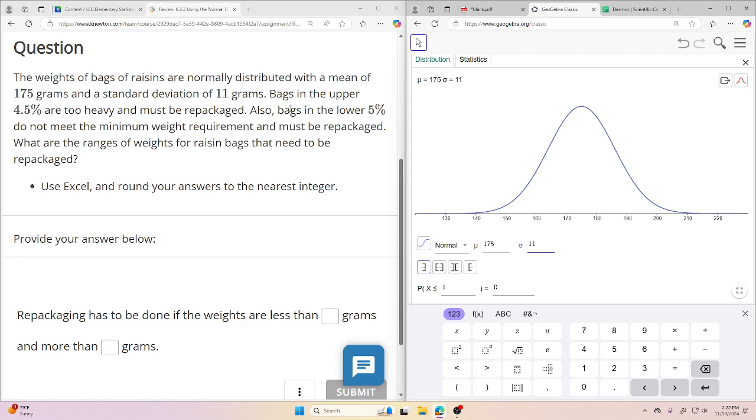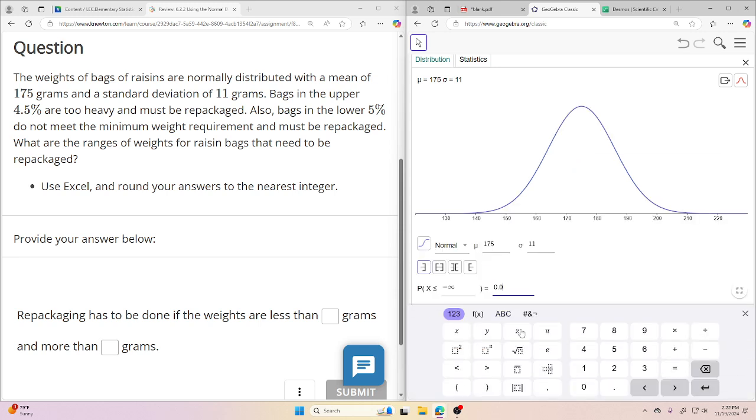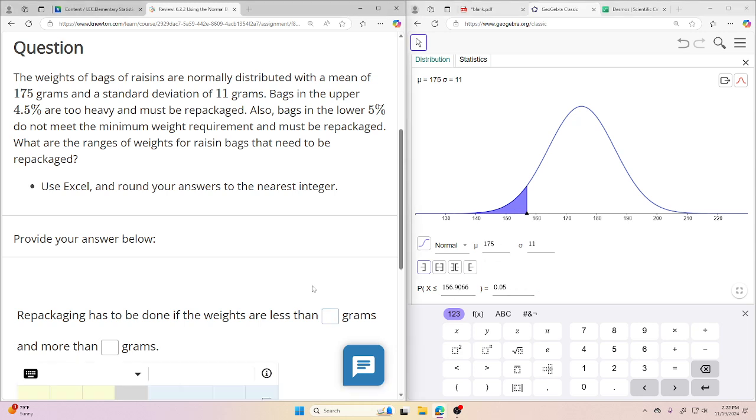So you can choose. It says bags in the lower 5% do not meet this, in the upper this. So yeah, lower 5%. Let's do that. So I'm going to put the lower, and I'm going to put 5% over here, right? And does that look like the lower 5% technically, like on a picture level, right? And so then this should be my answer for the lower amount, 156.9, rounded to the nearest integer. Okay, awesome.